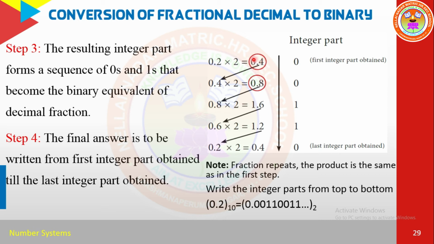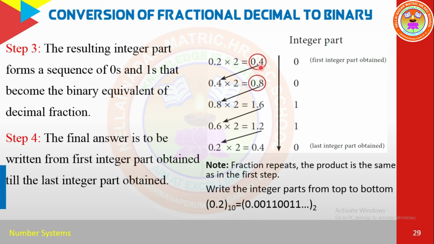This number, the integer part, you just set aside. Set aside means what? Take this integer part and write it here. So what is the integer part? 0. You just write it down here. Then take the fractional part. What is that? 0.4. This 0.4, you have to take to the next step of the multiplication process.